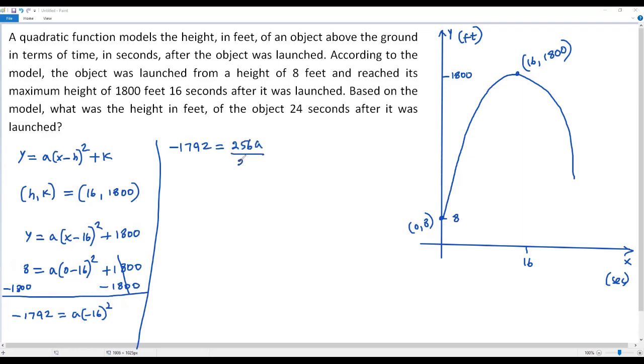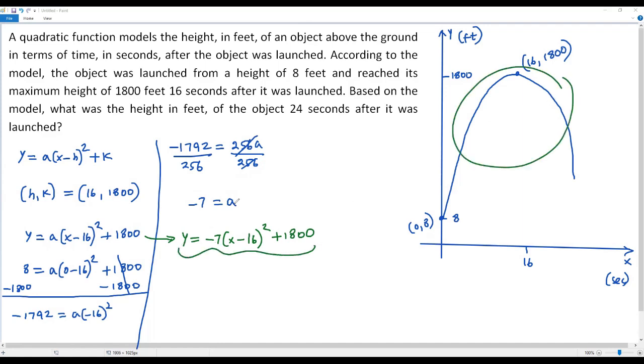Let me divide both sides of this equation by 256. Then this one will cancel out. When I divide -1792 by 256, I'm getting -7. Here I got the value of a, that is, -7. We can plug in this -7 for a over here. Then the quadratic function becomes y = -7(x - 16)² + 1800. Now the quadratic function which represents the parabola is complete.